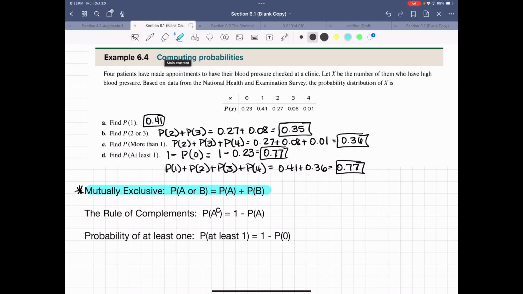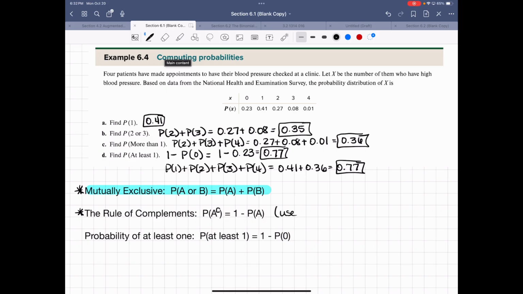The rule of complements, this is the one I'm talking about. That little C at the top means the complement of A. That's everything other than A. This is the rule that we used on D. You can make yourself a little note there if you want to.